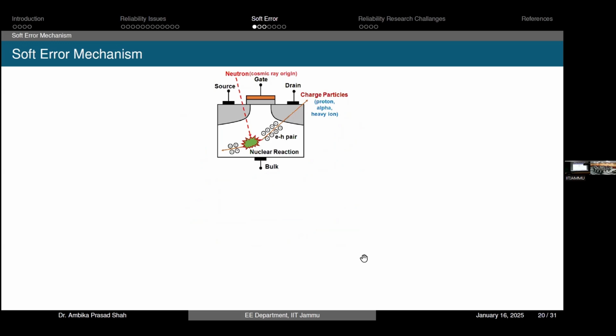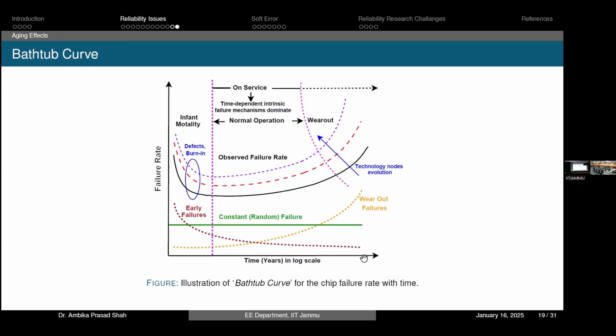Now the second thing is the soft error. So do you want to continue? Sleeping? How many are sleeping? Not sleeping? Okay, so let us have a chit chat.